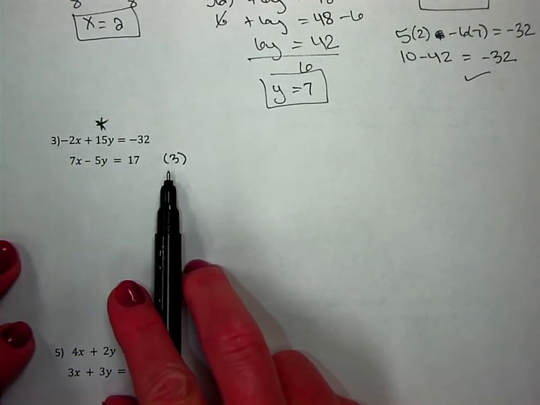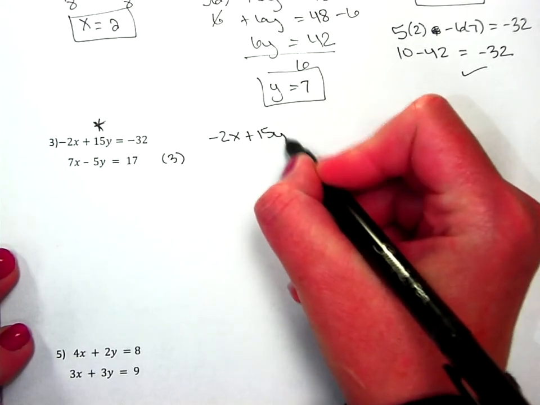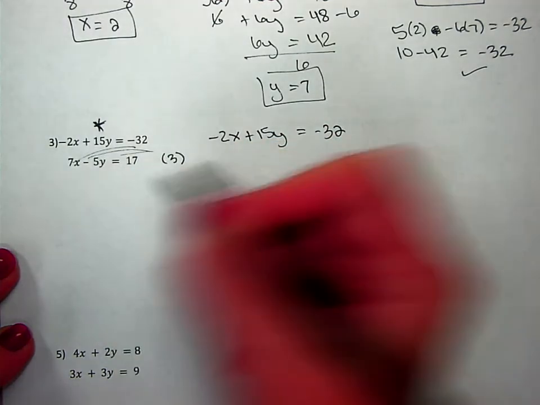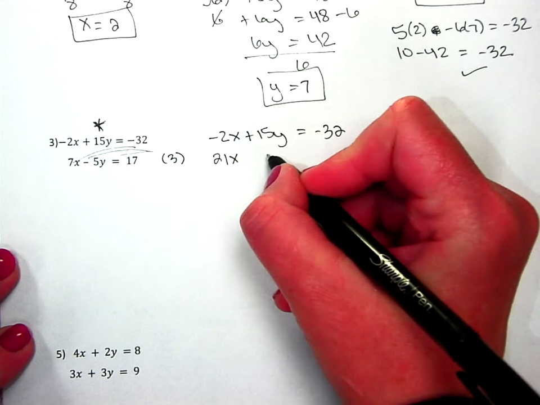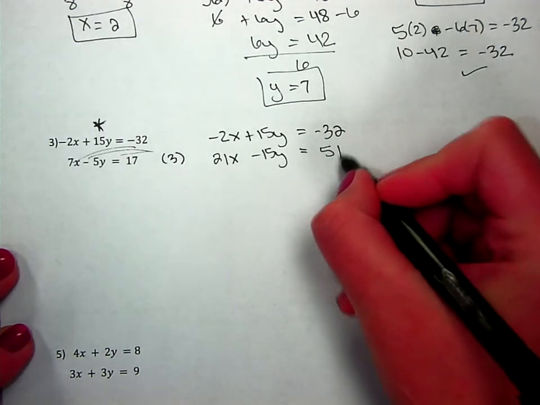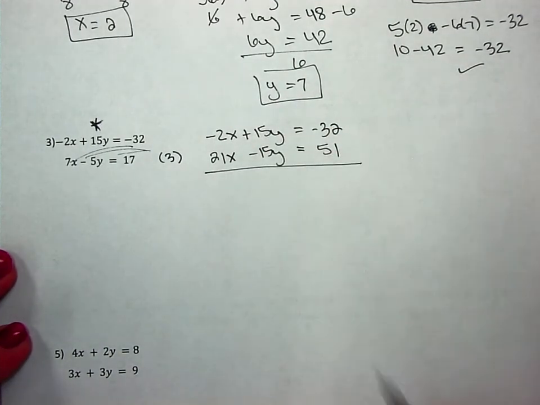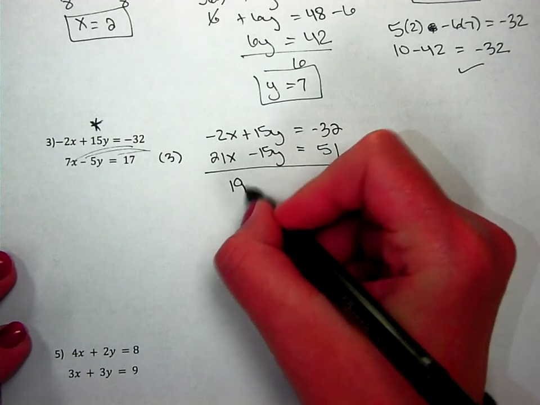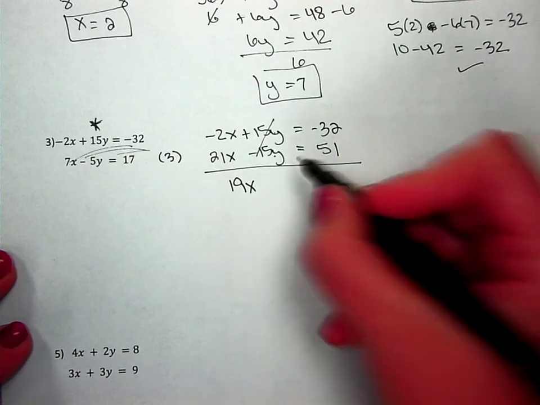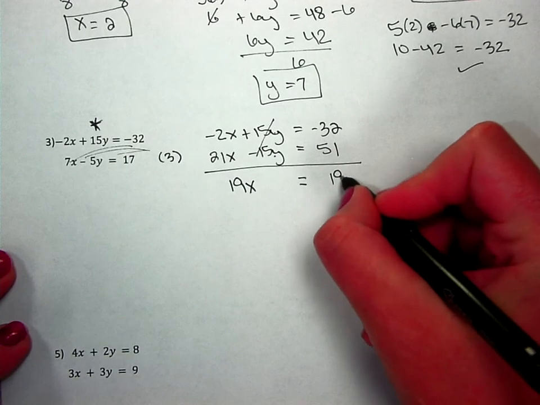Show me what you're going to multiply by. So the first one you're going to rewrite. The second one you're going to have to distribute that 3 to all 3 terms. So I get 21x minus 15y equals 51. Once you have opposites, now you add down. Negative 2 plus 21 equals 19x. 15 plus negative 15 equals 0. Good, they were eliminated. Negative 32 plus 51 equals 19.